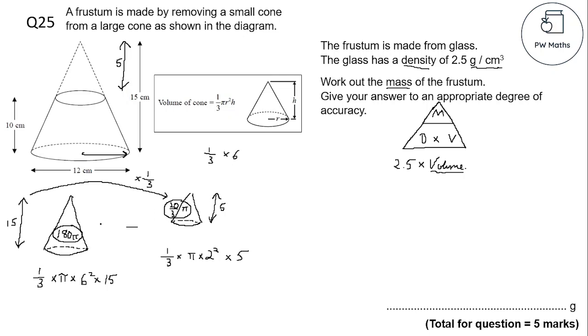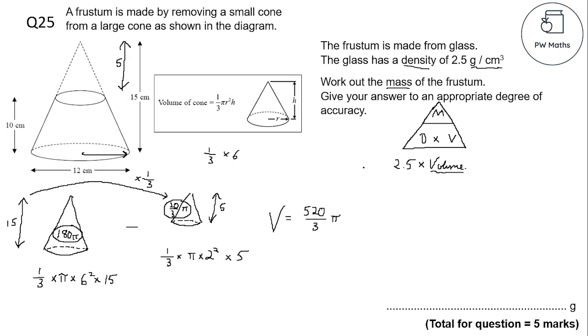And if you remember, we were supposed to be working out the volume of the frustum. So it's 180 pi minus 20/3 pi. The volume is 520 over 3 pi. Of course, you could press SD and start writing down 544, etc. What were we supposed to be doing? We were supposed to be working out the mass of the frustum.